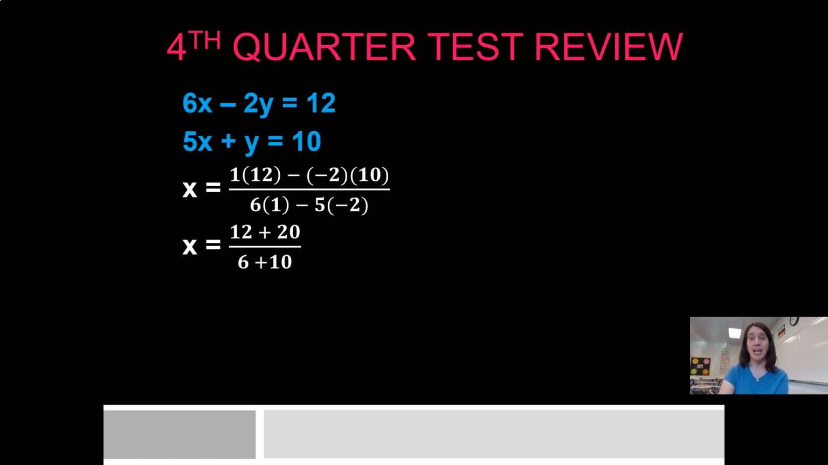The negative times negative 2 would be positive 2, and positive 2 times 10 still gives me 20 up there in the numerator. In the denominator, 6 times 1 is 6, and then 5 times negative 2 is negative 10. Then again, subtracting a negative 10 made that positive 10 in our denominator. Doing the arithmetic next, 12 plus 20 gave me 32, and then 6 plus 10 is 16, so 32 divided by 16 is 2. At this point, we have our answer for question number 7. We have located the x in this system of equations.